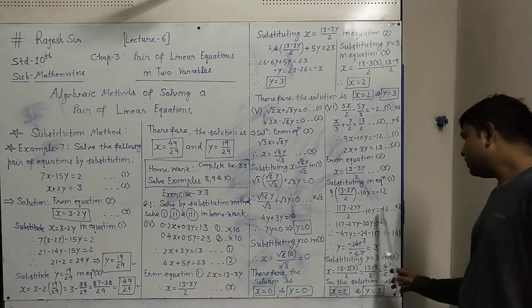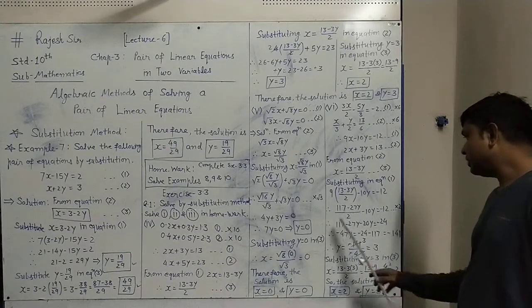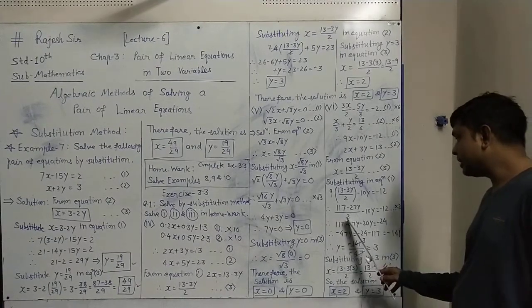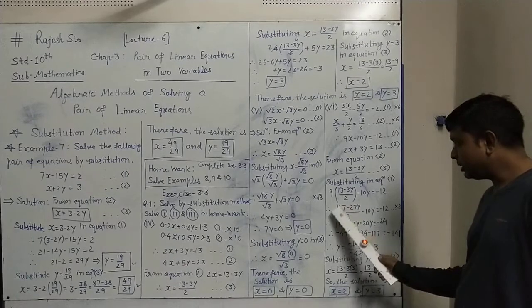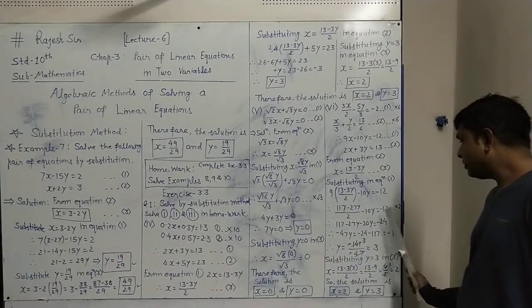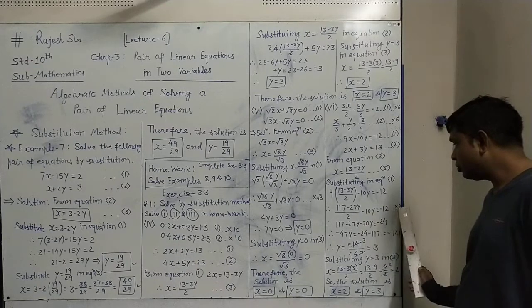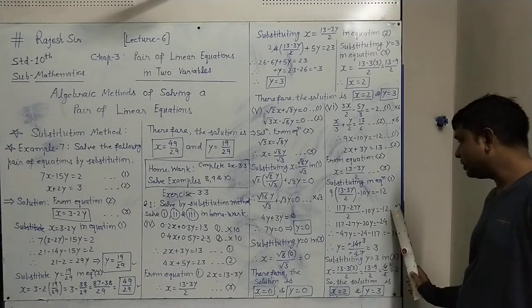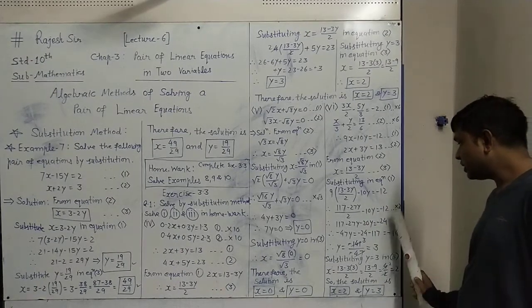Multiply by 2 in each term. When you multiply by 2 here, this 2 and this 2 will be cancelled. Only the upper part will remain, that is 117 minus 27y. When you multiply by 2 here, minus 10 into 2 will be minus 20y, equal to, when you multiply by 2 here, minus 12 into 2, that is minus 24.